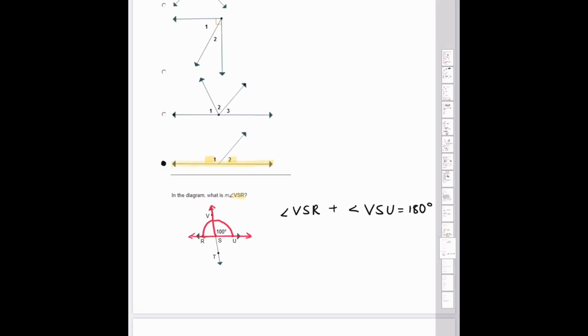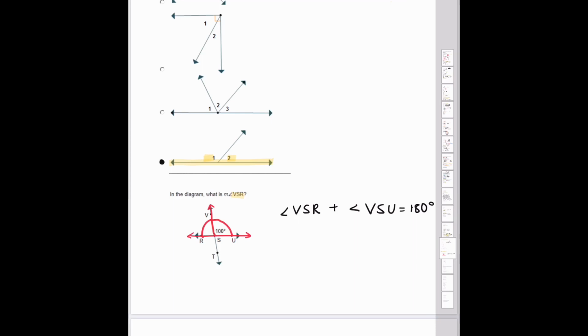So, given that information, we are looking for the measure of VSR. Well, we have already been given the measure of VSU, which is 100 degrees, so we could substitute that in. In order to find the measure of the missing angle, we would subtract 100 from each side. And we would actually get that VSR is equal to 80 degrees.